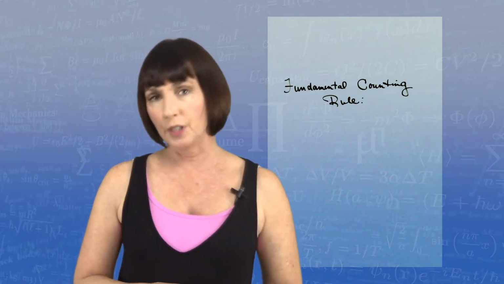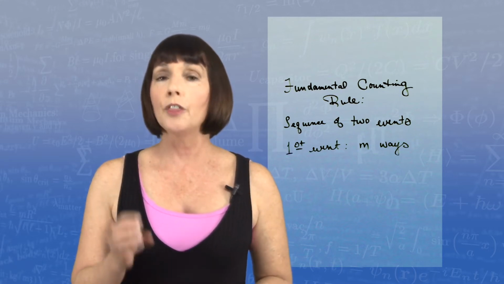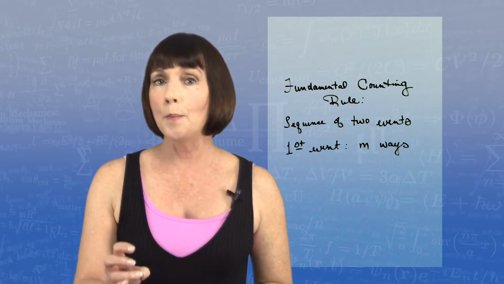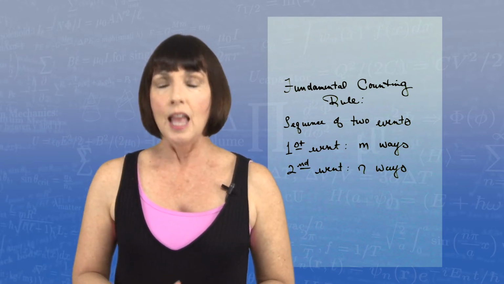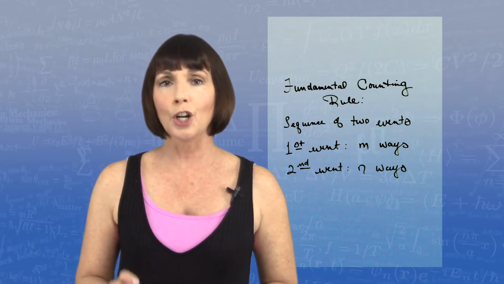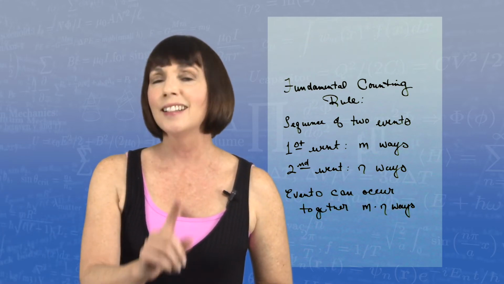Let's start with this. The fundamental counting rule says that if you have a sequence of two events, and the first event can occur m ways, and the second event can occur in n ways, then the two events can occur m times n ways. You got that? Let's do an example. Okay, let's take a look at an example that illustrates the fundamental counting rule.